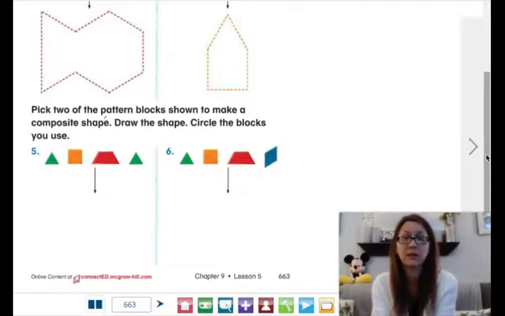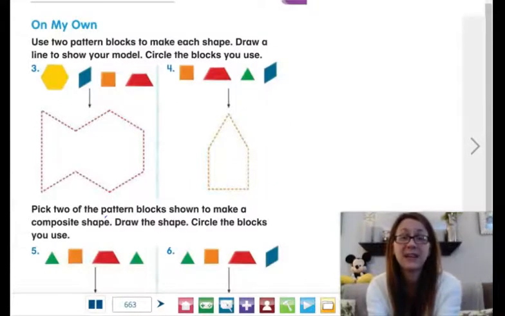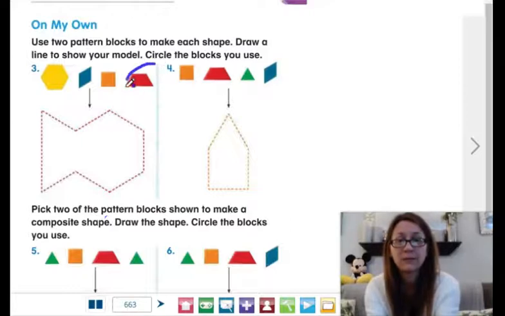And I will share a couple of examples with you that I am going to choose, but please remember to try and do your own first and don't just copy what I'm going to write. Okay, here are your answers for the On My Own section. So for number 3, the 2 pattern blocks that we need to choose are the trapezoid and the hexagon.